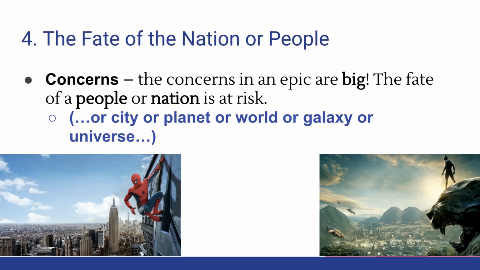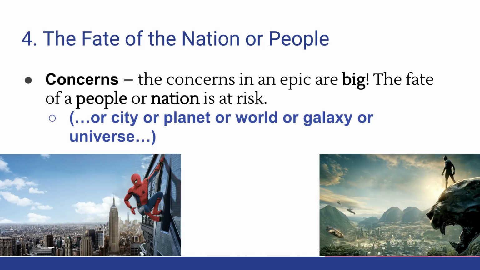Next is the fate of a nation or people. The concerns in an epic are big. The fate of a people or nation is at risk. Another way to think of it is not necessarily a people or a nation. It could be a city, a planet, a world, or a galaxy, or a universe.